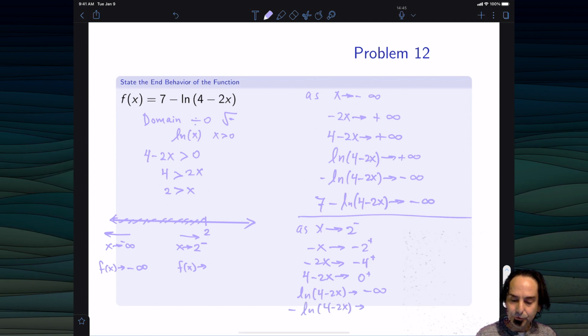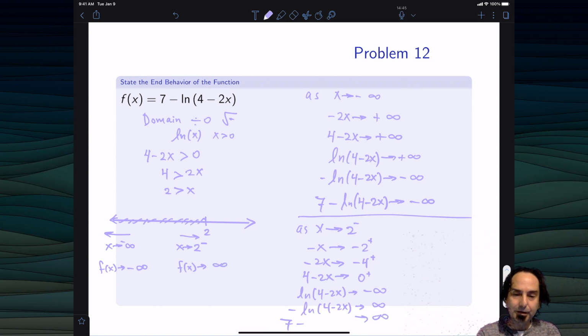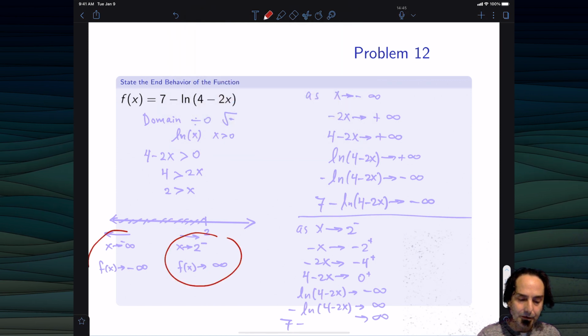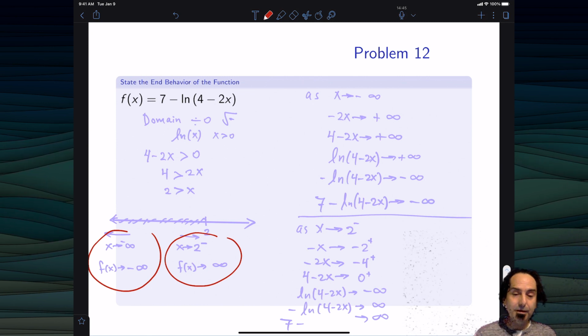That is going to go to positive infinity, and just add 7. Add 7 is still going to go to positive infinity. And so here, f of x goes to positive infinity. And that is the end behavior. And that was purely algebraic. If you don't believe me, then graph it.